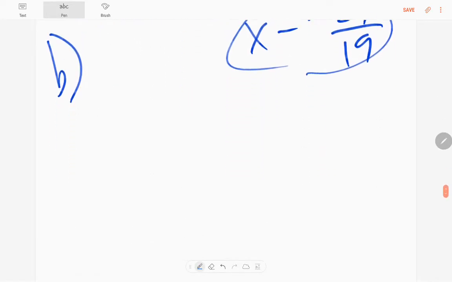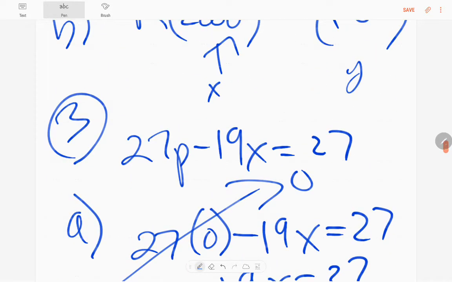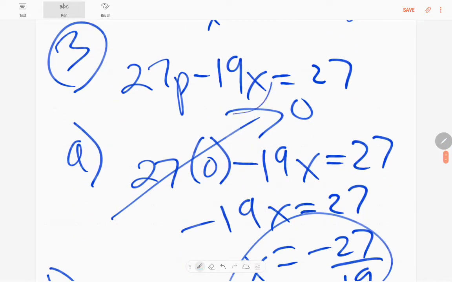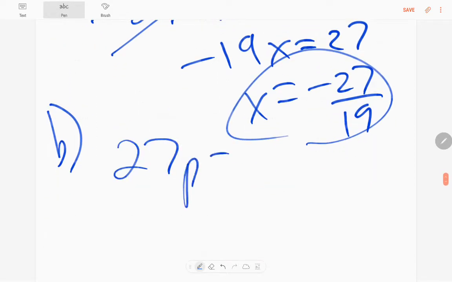Part B. Find and interpret the p-intercept of the graph of the function. So first find the p-intercept. That's kind of like the y-intercept. You want to set x to 0 this time. So that'll make this term go away, and we'll get 27p equals 27. Divide both sides by 27, you get 1.